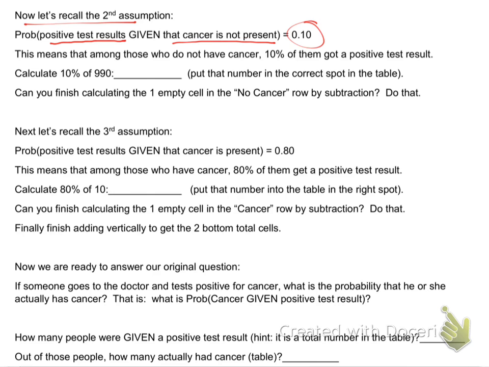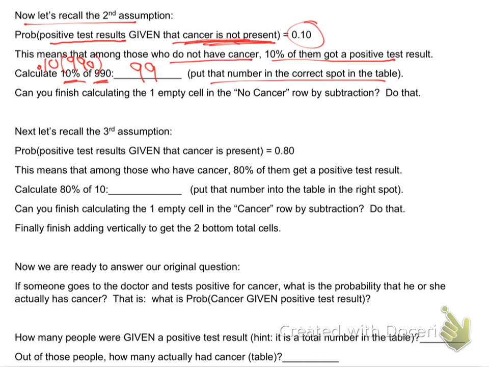This means that among those who do not have cancer, right, given that cancer is not present, those that don't have cancer, 10% of them got a positive test result. It said they did when they don't. Calculate 10% of 990. How do you do that? 0.10 times 990, right? "Of" is times again. It's 99 people. Put that number in the correct spot in the table.